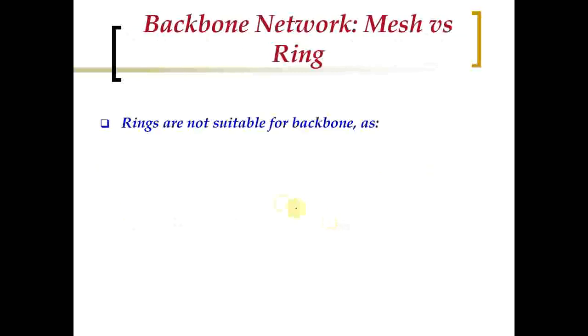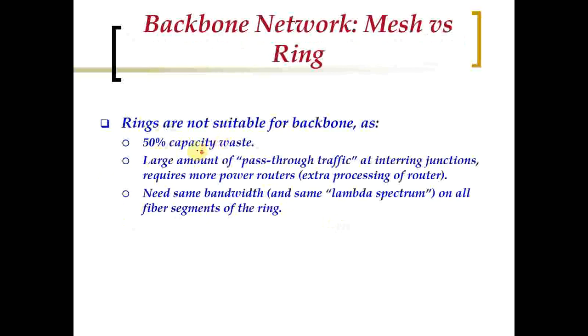The ring structure is not suitable for the backbone, as there is 50% capacity waste. That means there are two rings, two fibers, for example. We have two rings mounted on those fibers, and one of the rings is always on standby. The traffic in the ring goes only one way.